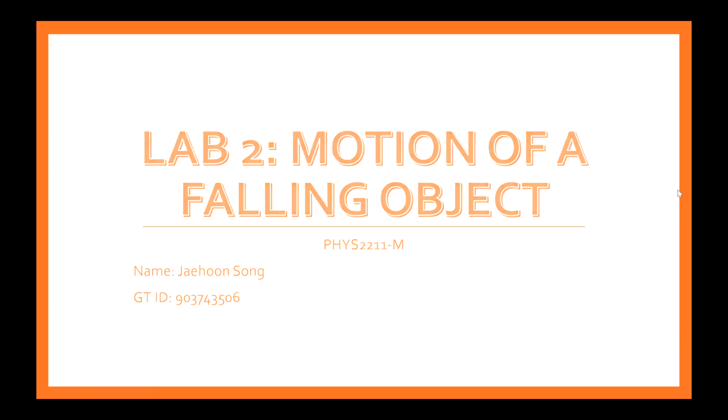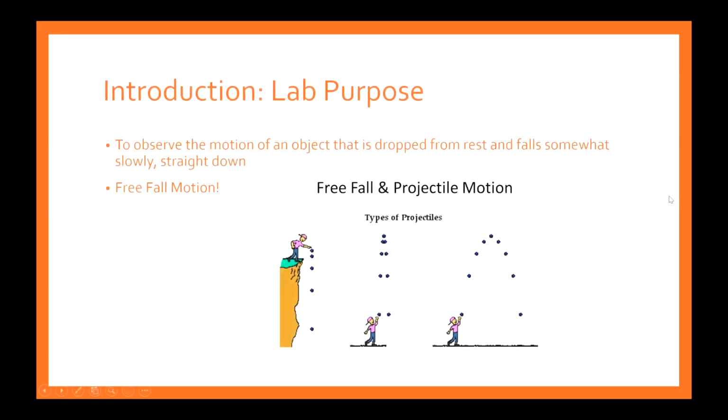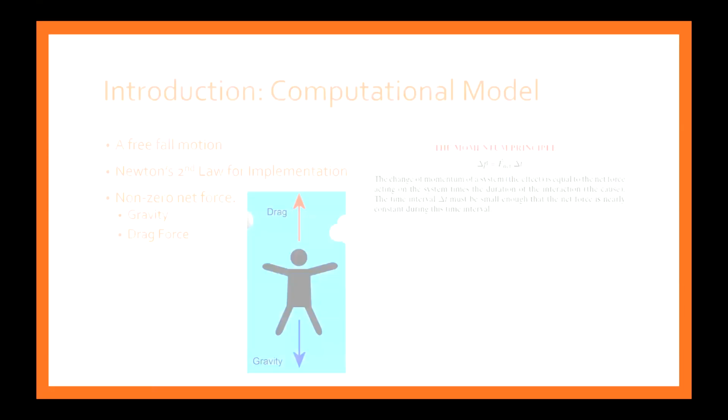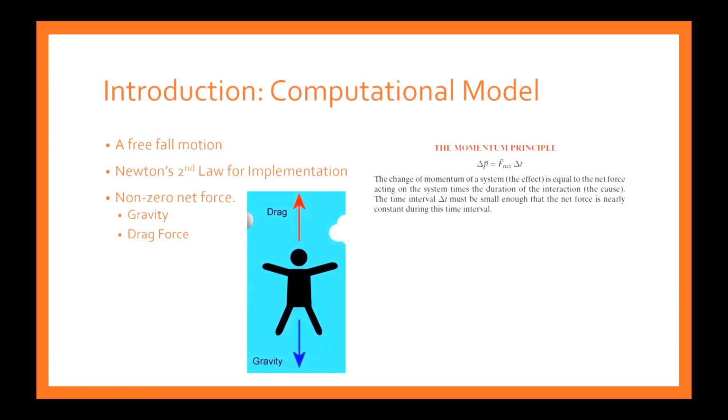Of a falling object. The purpose is very simple: to observe a free fall motion. We're going to drop a ball, and that's going to be all. Computational model, brief explanation. We're going to use Newton's second law again, the momentum principle, with drag force and gravity.